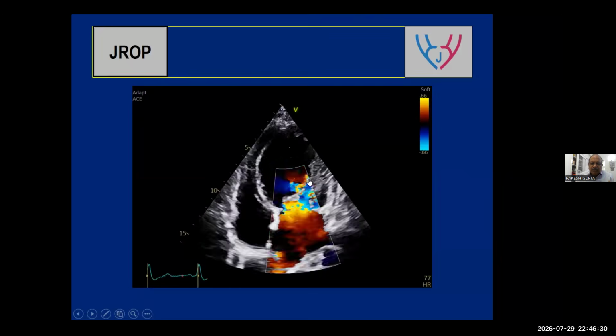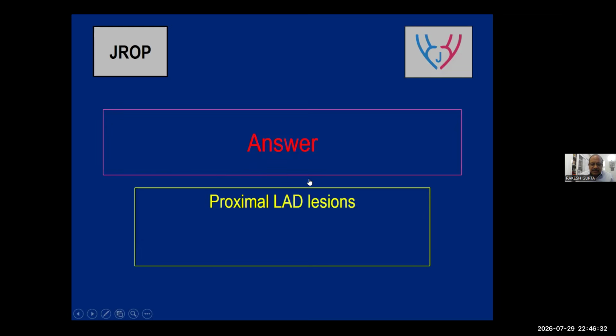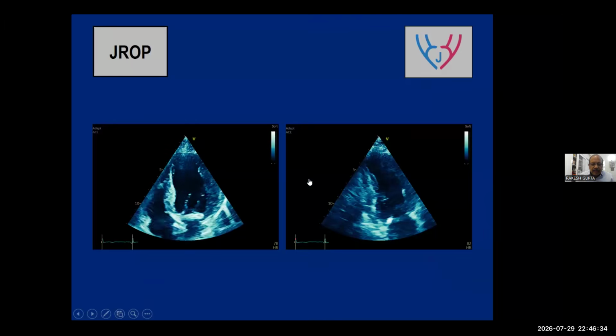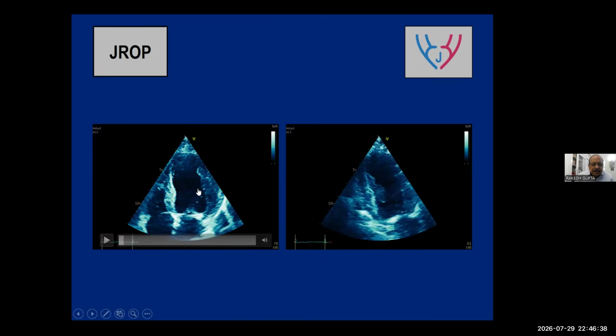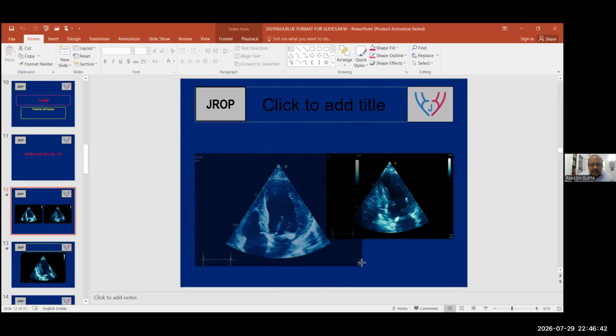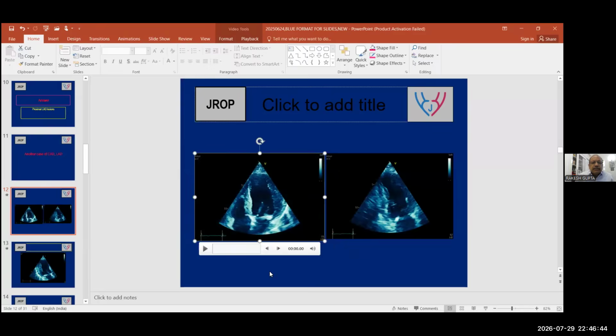Not at your level, to say very honestly. Now look at these cases. Let me just zoom out for you because they're too small in size. I can do that.